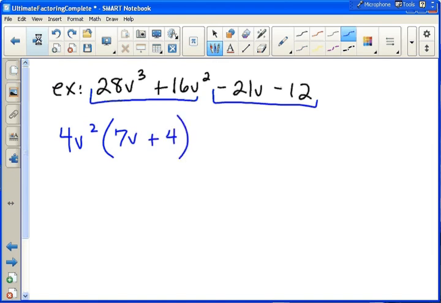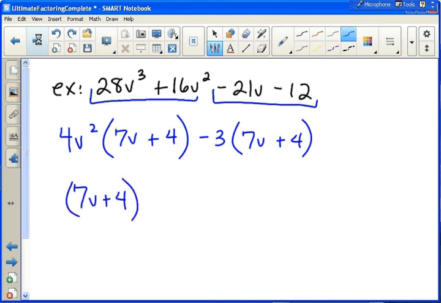Then over here, the negative 21v and the negative 12, the biggest number they have in common is negative 3. That will leave me with 7v plus 4 also. Convenient, right? We keep ending up with the same things in parentheses. Now that we see they both have 7v plus 4 in common, we can pull 7v plus 4 out front. We factor it out of those two terms. And that leaves 4v squared minus 3. And that is our correct answer.